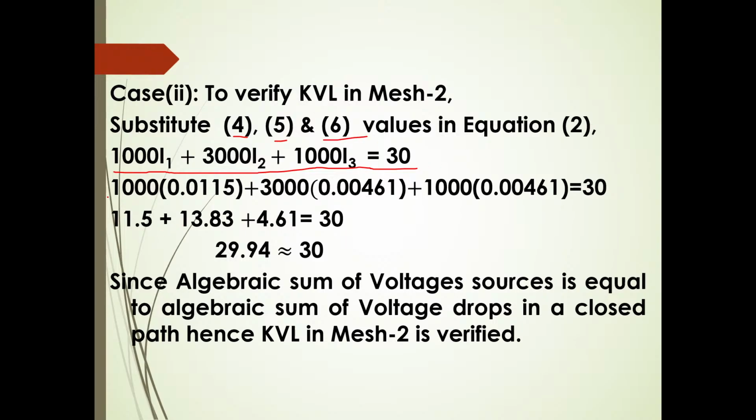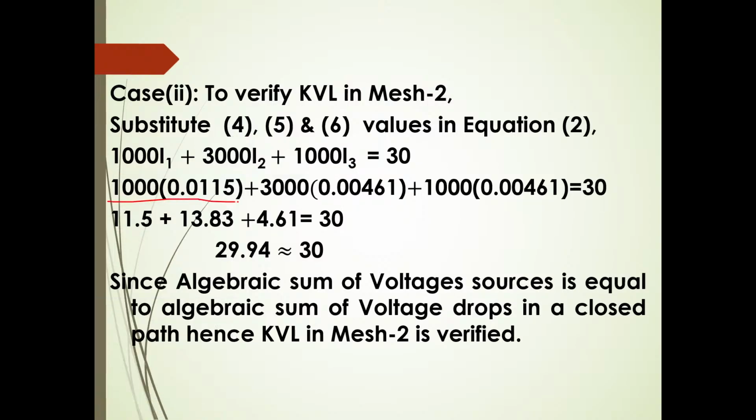So substitute I1, I2, I3: 1000 into, what is I1? 0.0115, plus 3000 into, what is I2? 0.00461, plus 1000 into I3, which is 0.00461, equal to 30. So 1000 into 0.0115, how much do you get? 11.5.